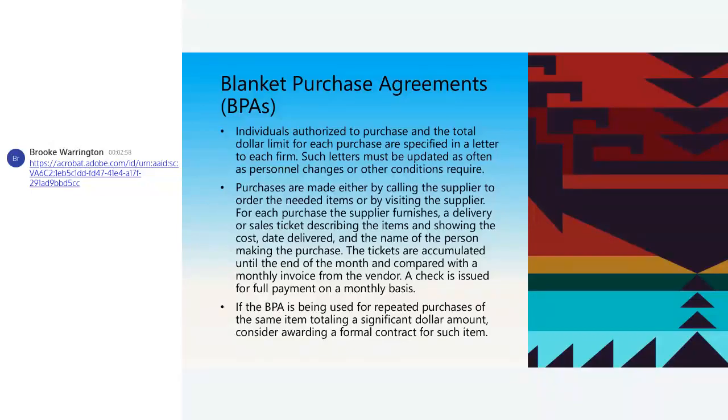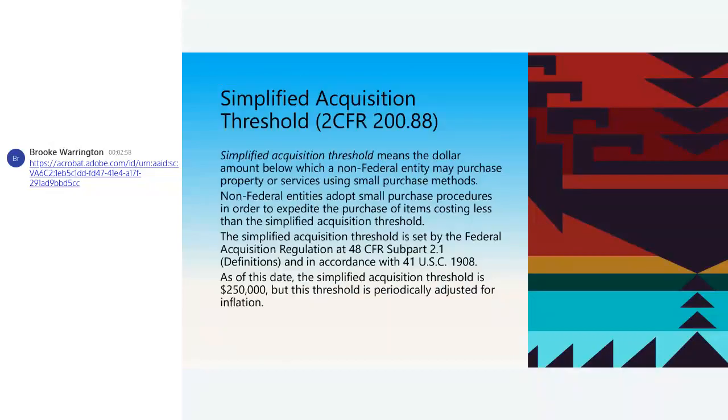If your BPA is being used for repeated purchases of the same item totaling a significant dollar amount, consider awarding a formal contract for that particular item. Okay. So your simplified acquisition threshold at 288 means the dollar amount below which a non-federal entity, that's what we are, can purchase property or services using a small purchase method.